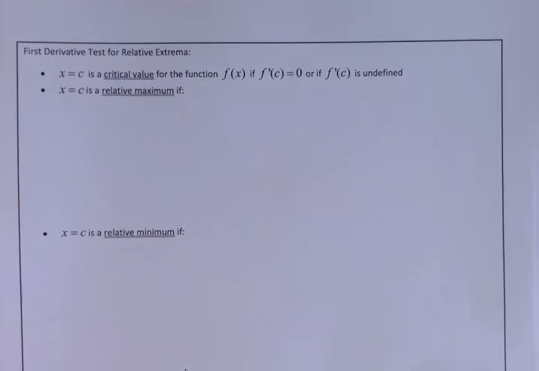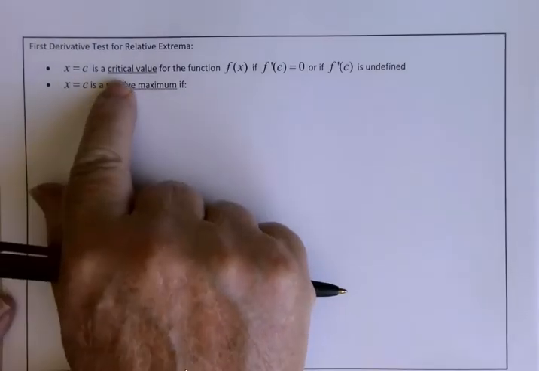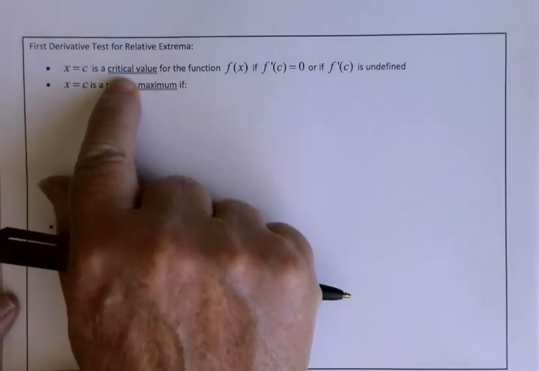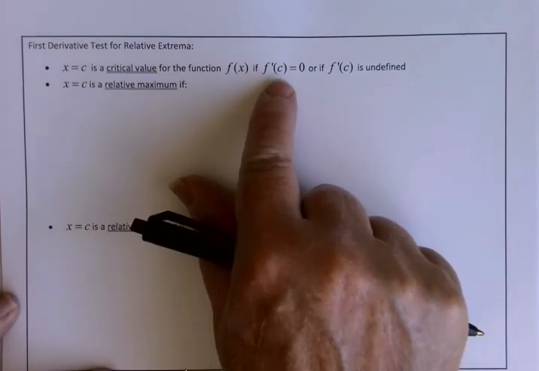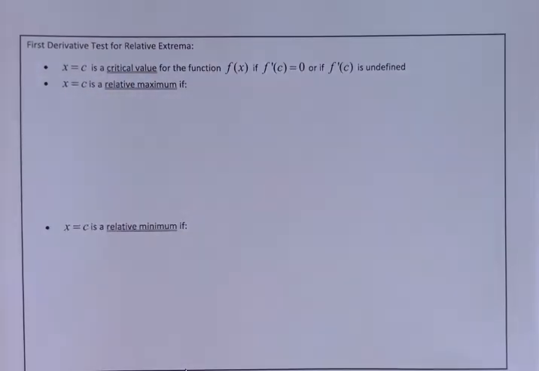We're going to call this our first derivative test for relative extrema. Extrema is just a one-word name for maximums and minimums put together. First of all, x equals c again is a critical value if the derivative there is 0 or undefined. Think of it as a candidate to become a max or a min, but we don't know yet.